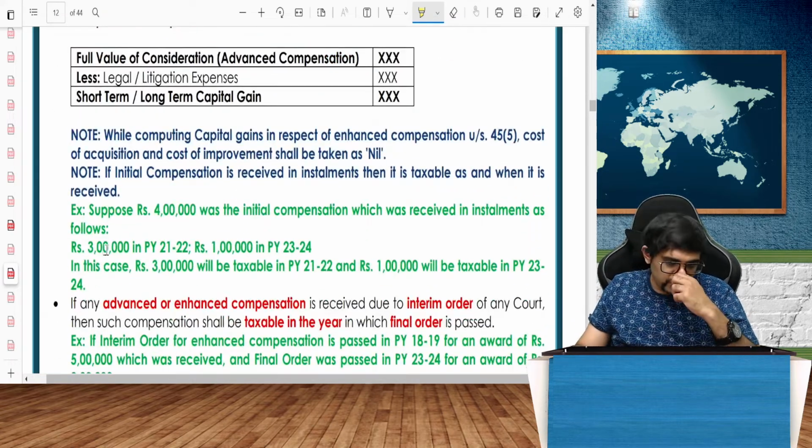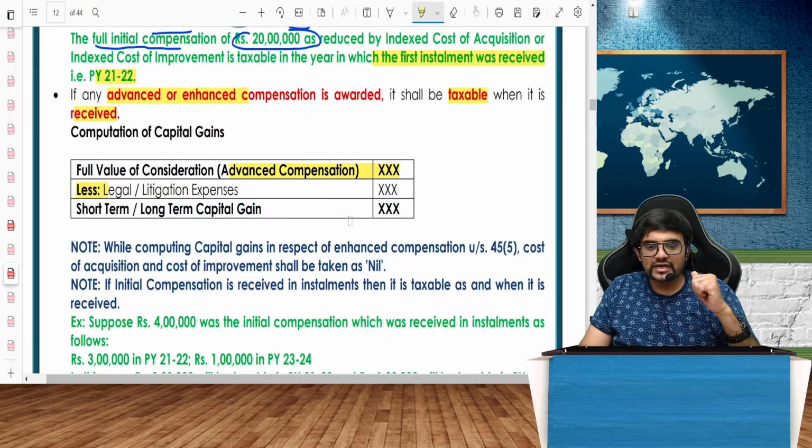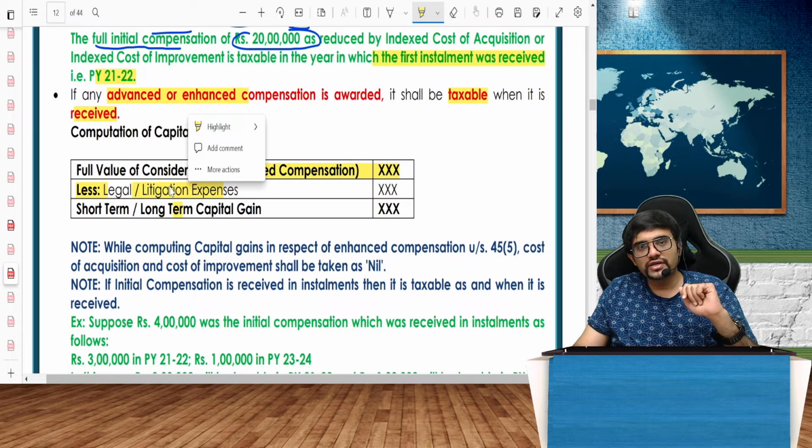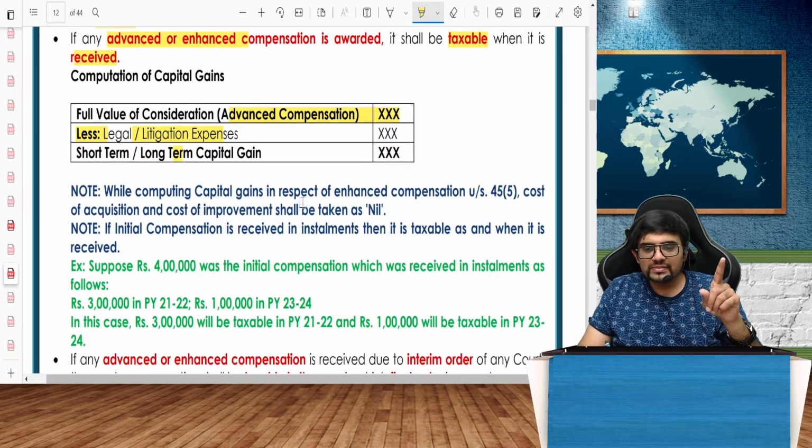For that, your litigation expenses also you will get, because you will go to the court and fight. I said this compensation is not enough, peanuts, I want more. That expense also you can reduce. While computing the capital gains in respect of enhanced compensation, cost of acquisition and improvement shall be taken as nil, because you are getting something extra, that's all.